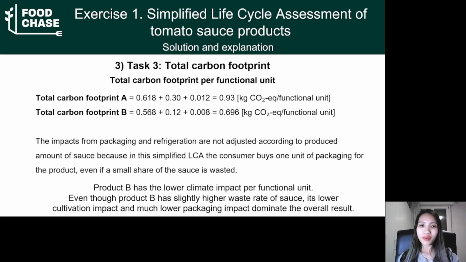From the results, we see that product B has a lower climate impact per functional unit. Even though product B has a slightly higher waste rate of starch, it still has a lower impact because the cultivation impact is lower and also the packaging impact is much lower.